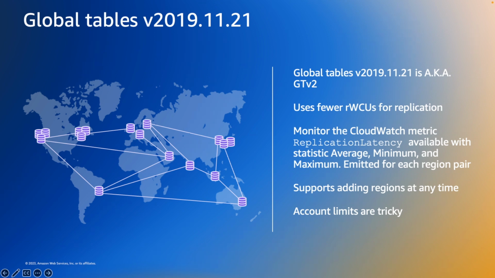Be aware of that. Monitor the replication latency. You can look at average, minimum, and maximum. I would say the truth is maximum is good to know, but it can be really skewed.